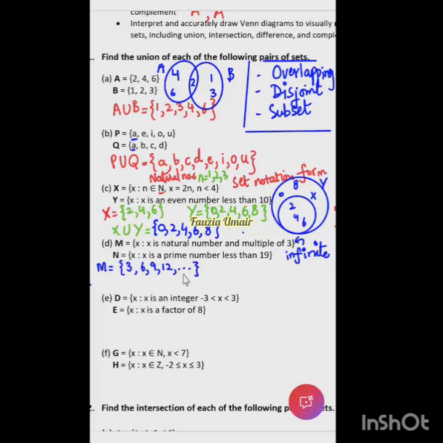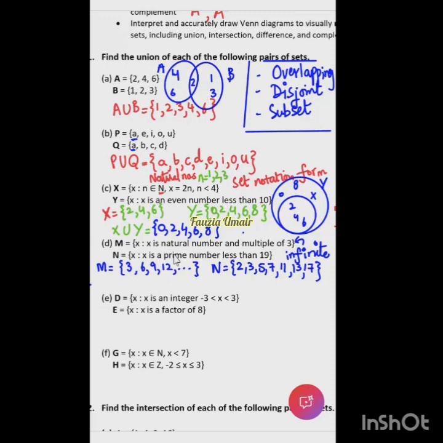So now comes set N. Set N is the prime numbers less than 19. So what are the prime numbers less than 19? 2, 3, 5, 7, 11, 13, 17. Will 19 come in this? No, 19 will not come, right? So now we need to write down.